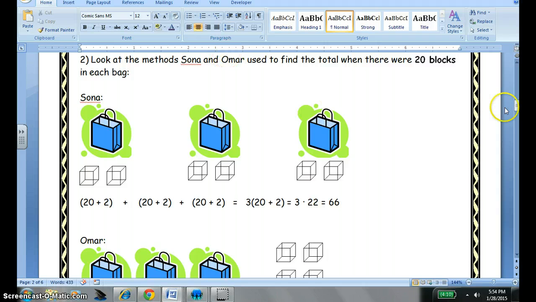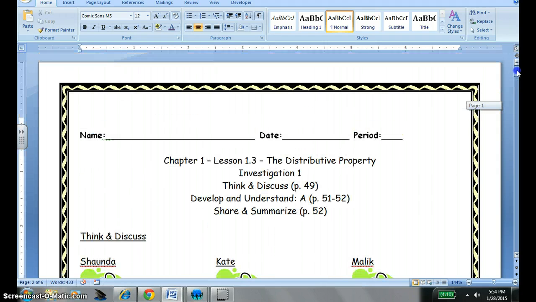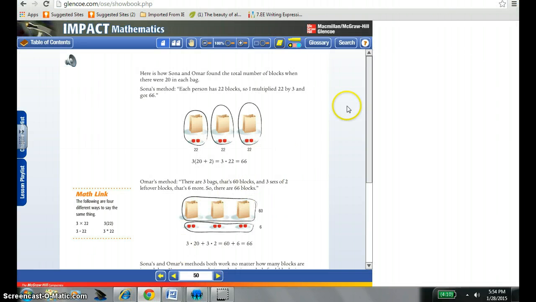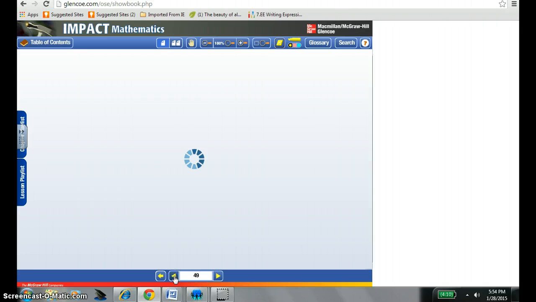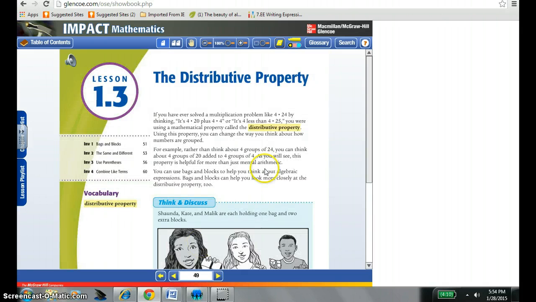And what we're talking about here is the distributive property. So this is what the template looks like. Let's look at what your book has. And here we are in your book. We are on page 49 talking about the distributive property.